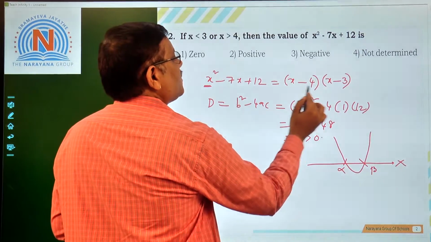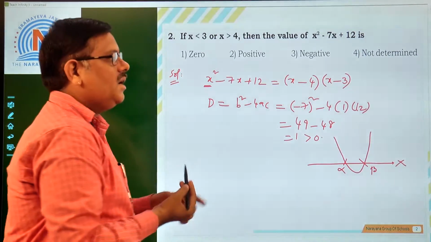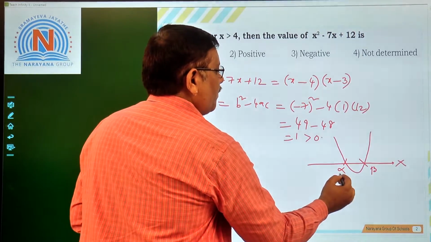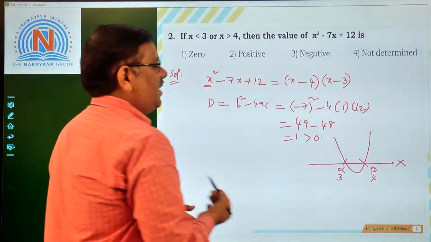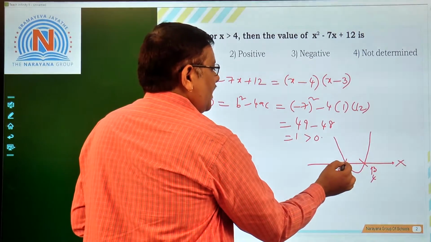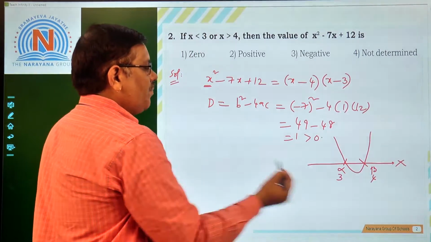As we have simplified x square minus 7x plus 12 as x minus 4 times x minus 3, here 3 and 4 become the zeros. So this is 3 and this is 4. Alpha is 3 and beta is 4 for us. Now exactly at 3 the expression value becomes 0, exactly at 4 the expression value becomes 0.